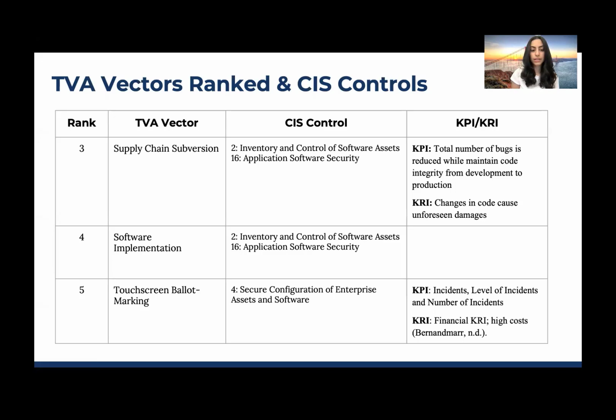And the fifth on the list is touchscreen ballot marking, which falls under CIS Control 4, secure configuration of enterprise assets and software. The key performance indicators are the level of incidents and the number of incidents. And the KRI are financial KRI: high costs that may come with purchasing these kinds of machines and installing types of software to avoid or prevent any cyber attacks.